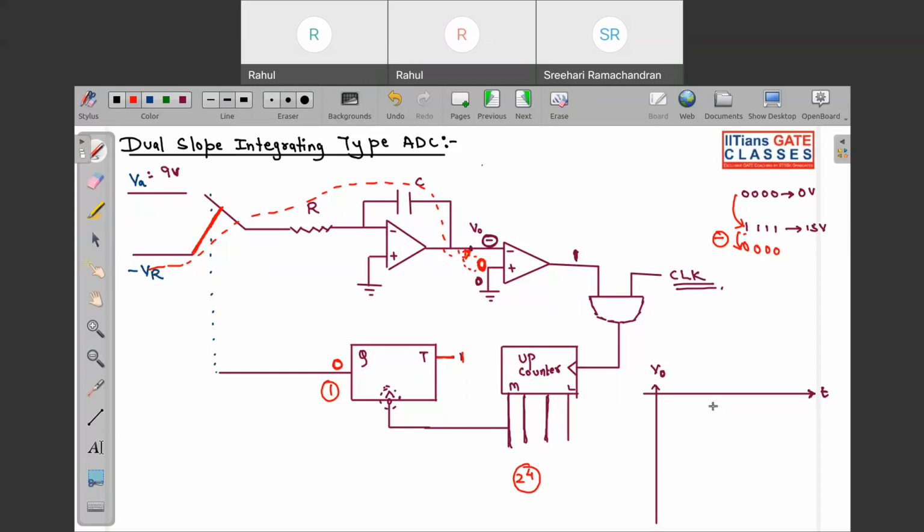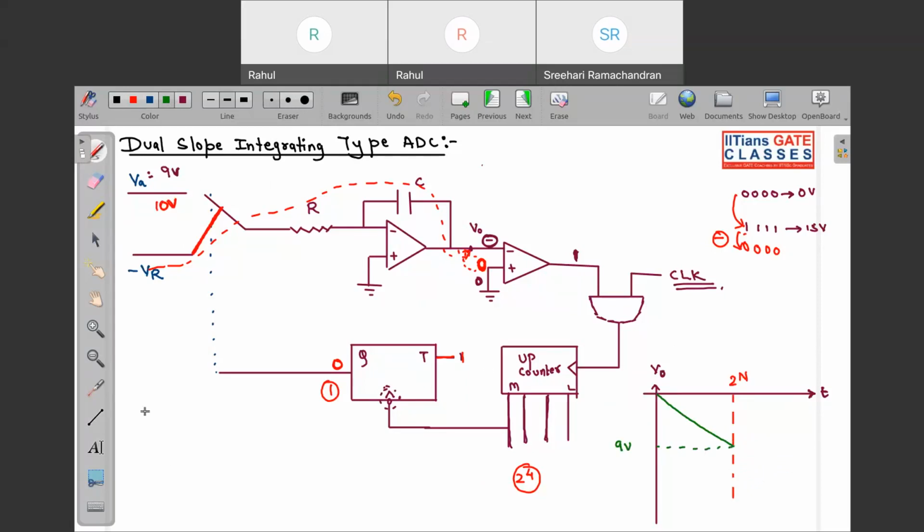But look what happens. Here I have taken 9 volt. Even if I had taken 10 volt, this capacitor would have charged only till 2 to the power 4 clock cycles. So the charging time of this capacitor is fixed. Here, as we have 4 bits, it is 2 to the power 4 clock pulses. If this was n bit, the charging time is still fixed. So for 9 volt, assume VA is 9, let us assume that it is charging up to this point. So this is 9 volt.